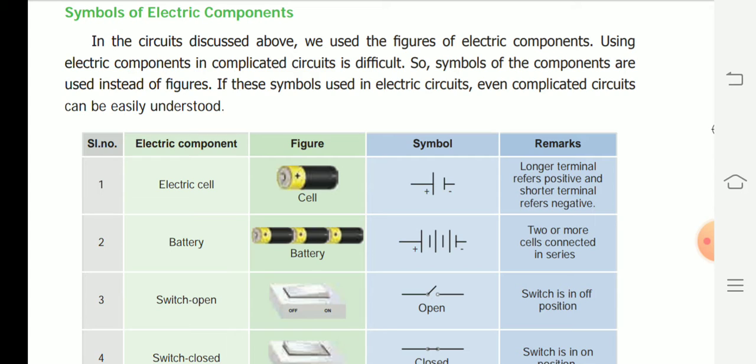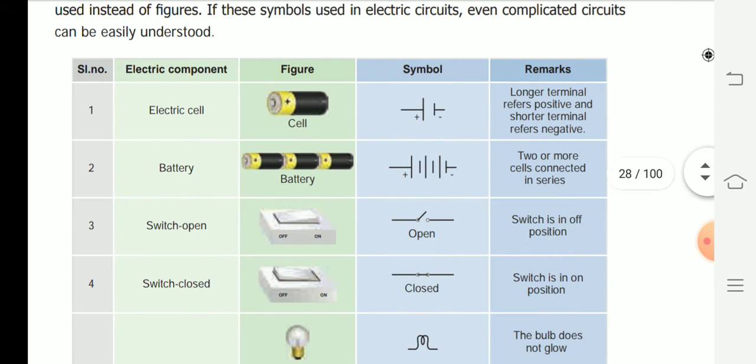First one, electric cell. Then figure, cell. Next, symbol, remarks. The longer terminal refers to positive and the shorter terminal refers to negative. See the symbol, the longer terminal is positive and the short terminal is negative. Next one, battery. Battery symbol. Two or more cells are connected in series.